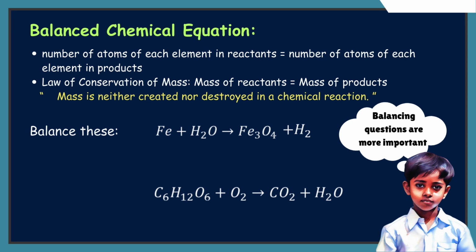This is important because of the law of conservation of mass. This law says that mass can't be made or destroyed in a chemical reaction. So, the mass of what we start with, reactants, must be the same as the mass of what we end up with, products. That's why we need to balance the equations.